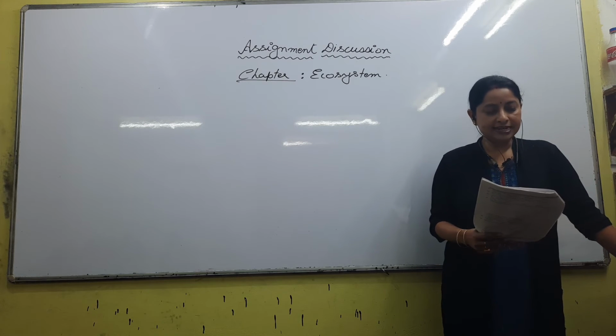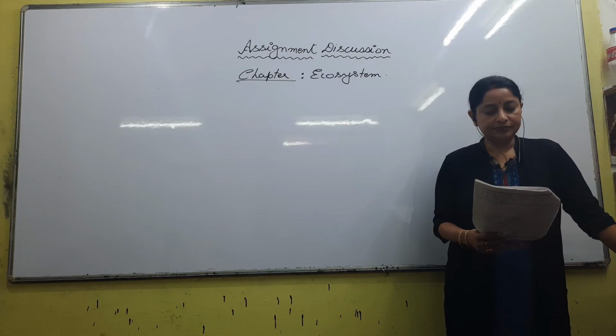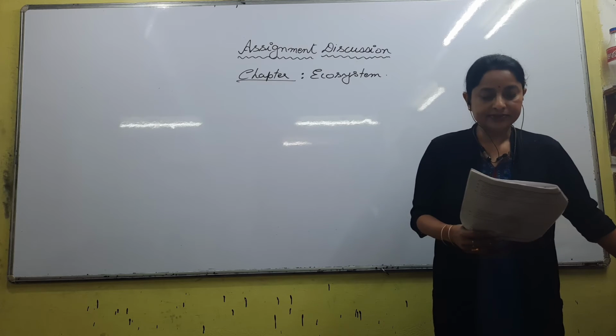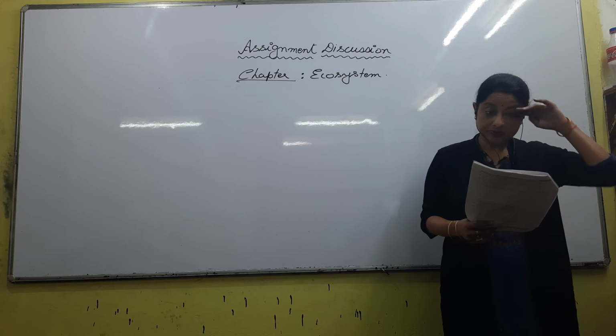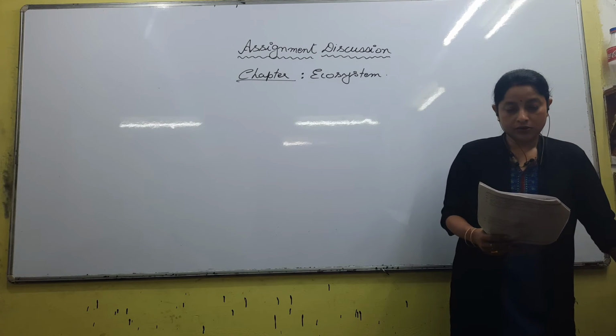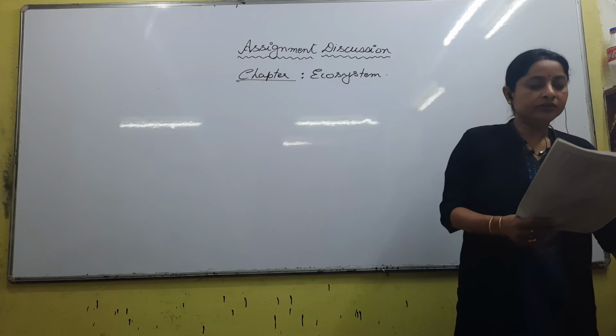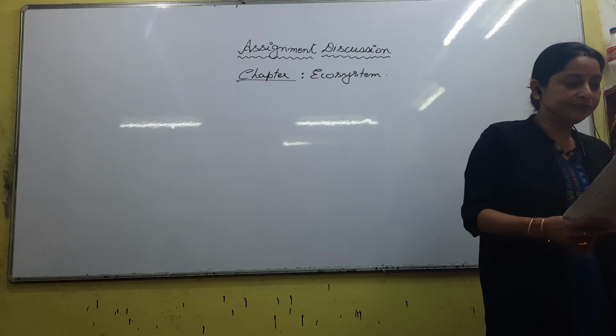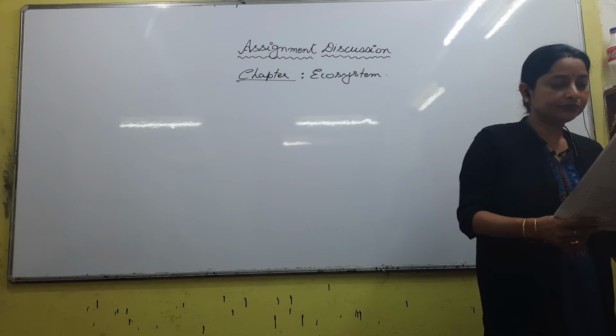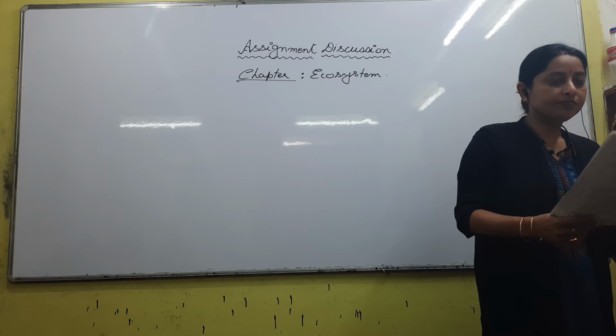Rock. 110 consumer. 111 cycling of materials. 112 crop field. 113 man is an example of omnivore.